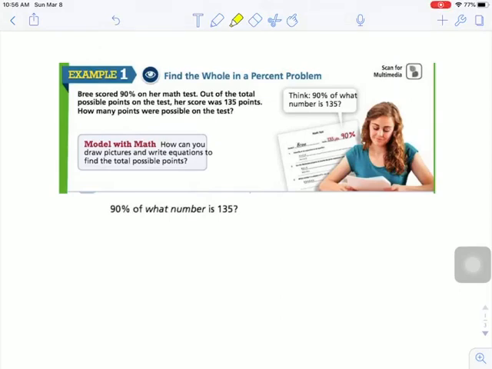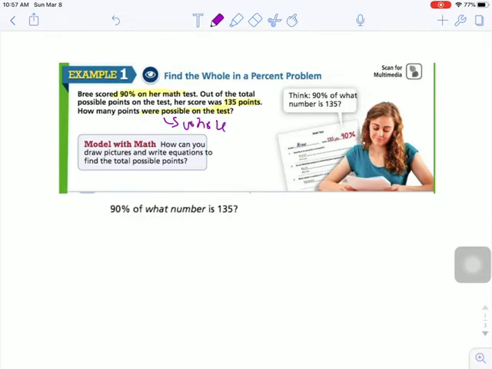Okay, so today we're going to be talking about how we can find the whole in a percent problem. So example 1 says Bree scored 90% on her math test. Out of the total possible points on the test, her score was 135 points. And we want to figure out how many points were possible on the test. So we're trying to find our whole here.